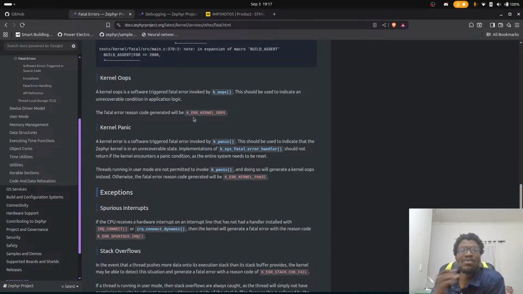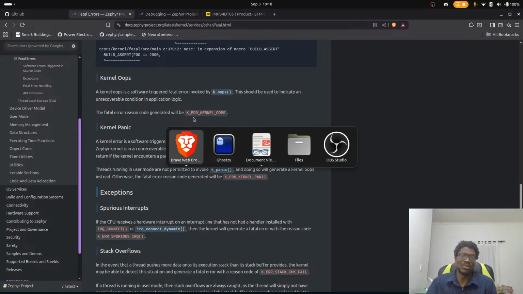And then Zephyr also provides us a kernel oops. This is a software triggered fatal error caused by a k-oops function. One can invoke this. It's a k-oops. It's like ksem or k mutex. It's a kernel object. It's in the kernel. If you're using Zephyr, you have access to this function, and you can just type it out and it should work out. Basically, I'm not going to go back and do that.